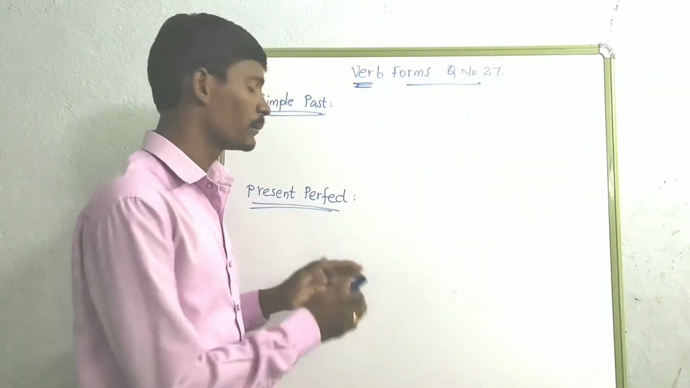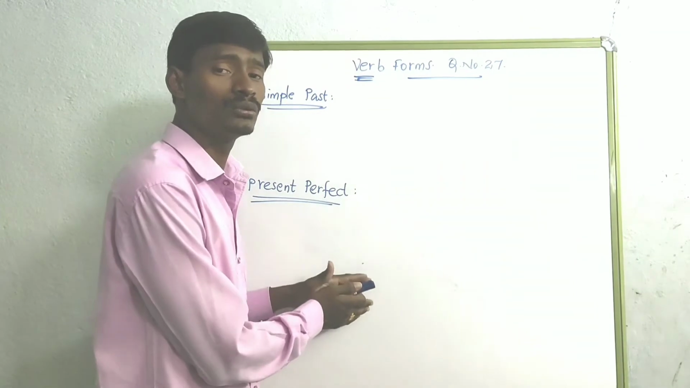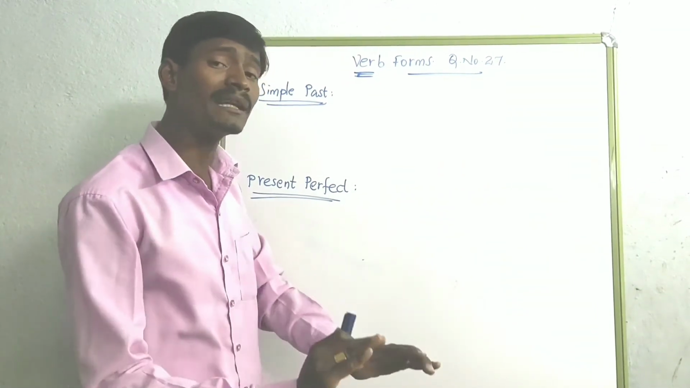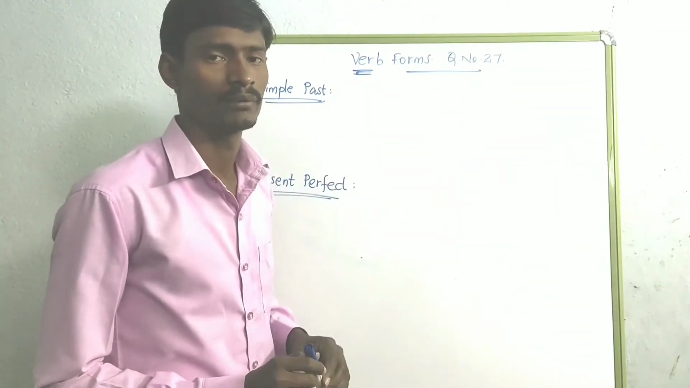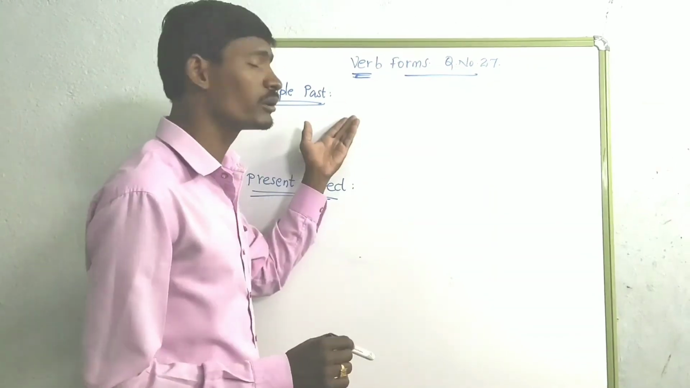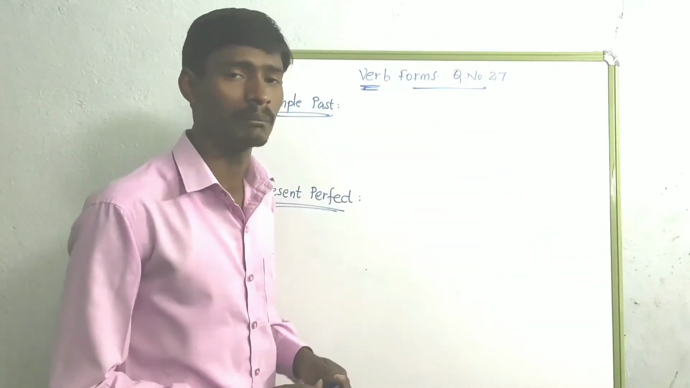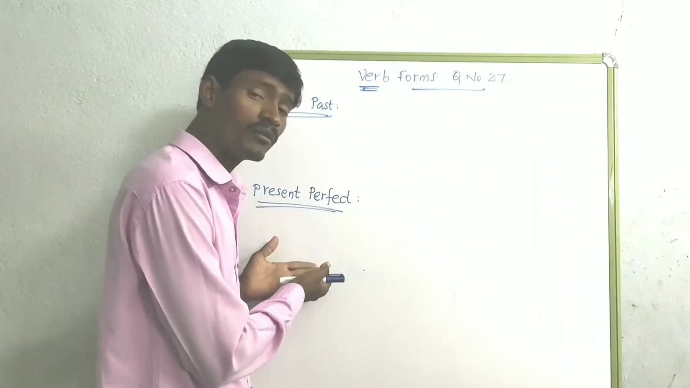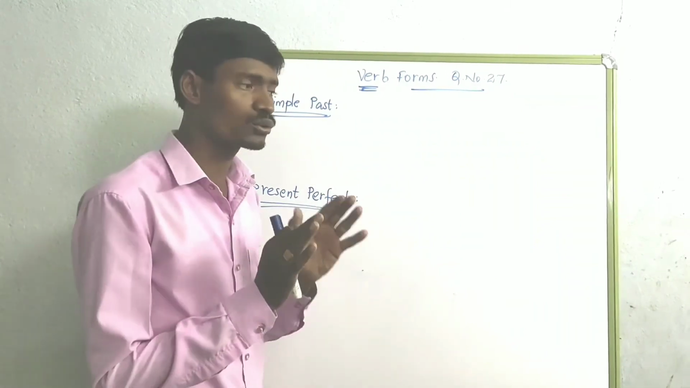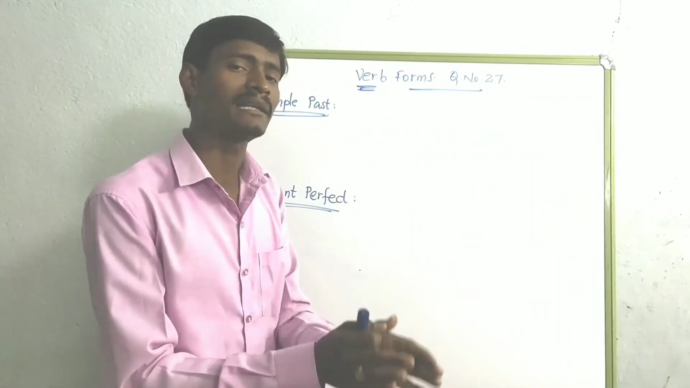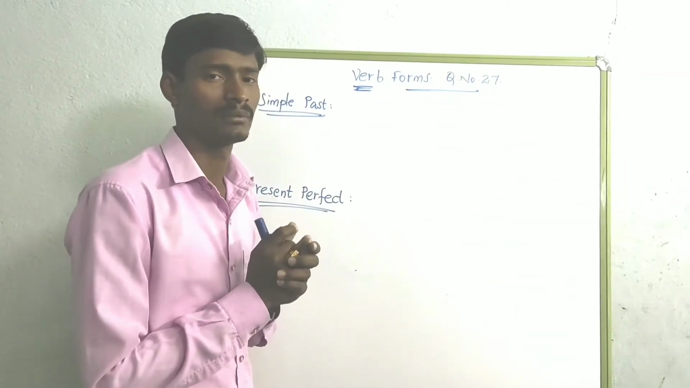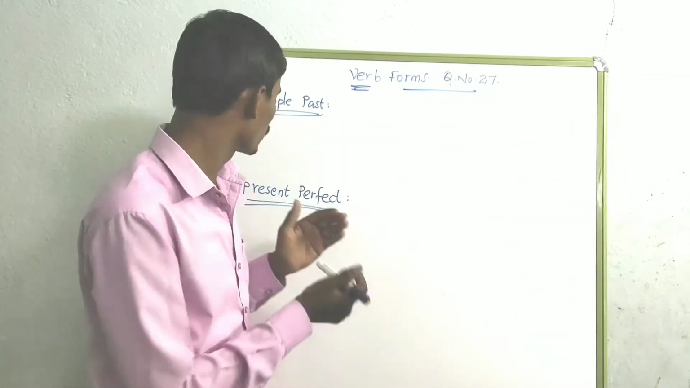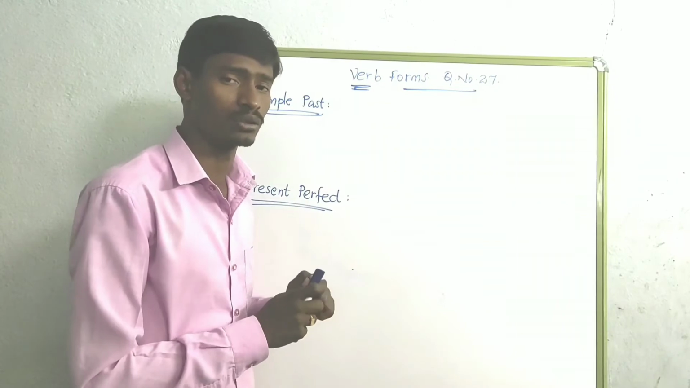Present perfect is used to talk about just now completed action. Not only that, present perfect is also used to talk about completed action in the past. You need not only go for simple past to talk about past completed action. Present perfect can also be used to talk about the completed action in the past, as you use it with just now completed actions also.